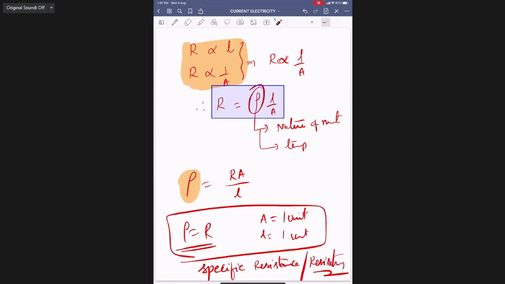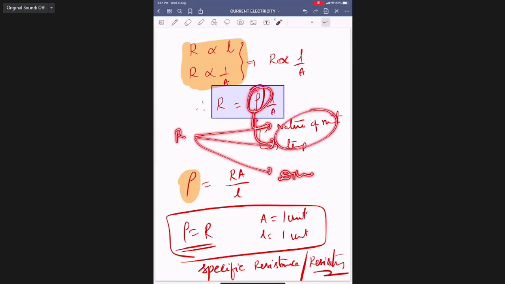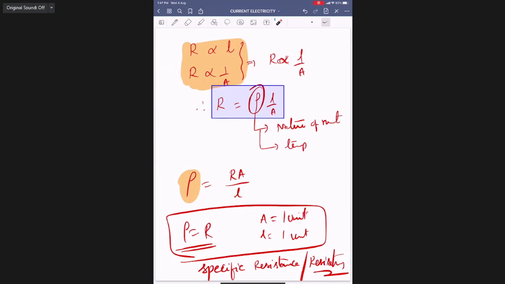Copy this one. Resistance depends on the nature of the material, temperature, and additionally dimensions. But resistivity depends only on nature and temperature, but not on dimensions. The nature of the material means the wire used: copper, silver, lead, tin, like that. Okay. Done, everybody?